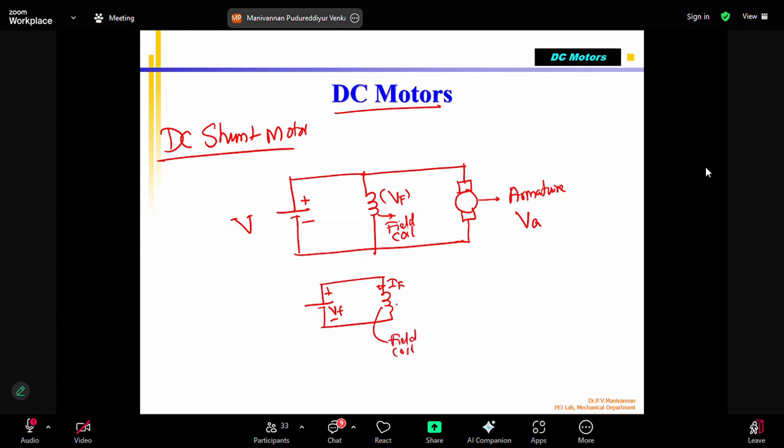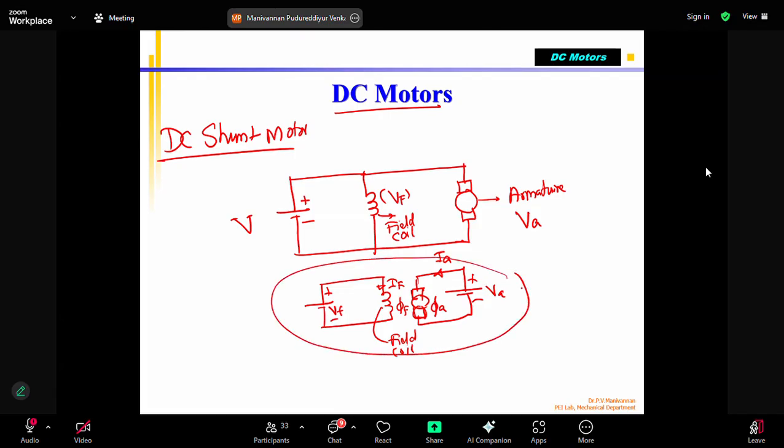So phi F is created. Nearby, they put one more, the generator, that is the armature symbol, and they may show it like this. Exactly plus minus. This is my VA, this is my IA. So there will be a phi A. So this also represents a shunt motor, correct?